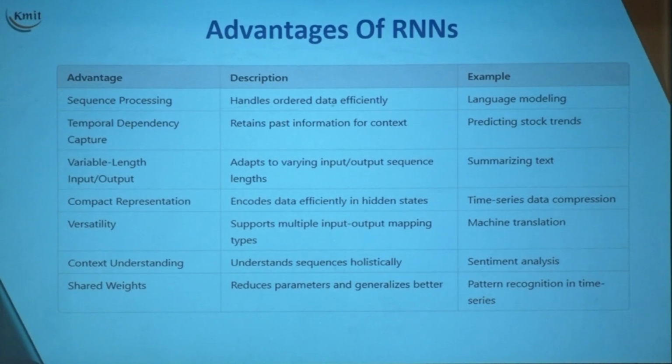Next, compact representation. Okay, we have the folded diagram based on that. So we say compact representation. Okay, versatility, context understanding. Because of the hidden state, I am understanding that ASHA is teaching based on what? The previous words or the next words. So context is being understood and the outputs are generated. Okay, and then shared weights.